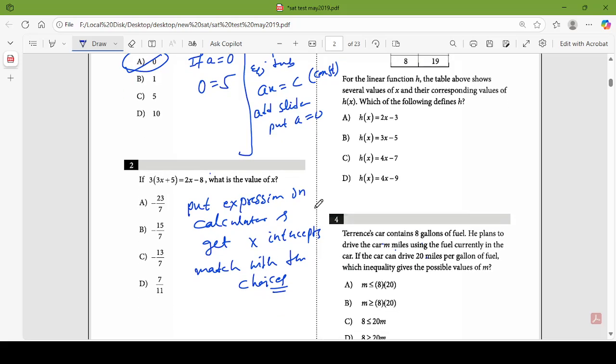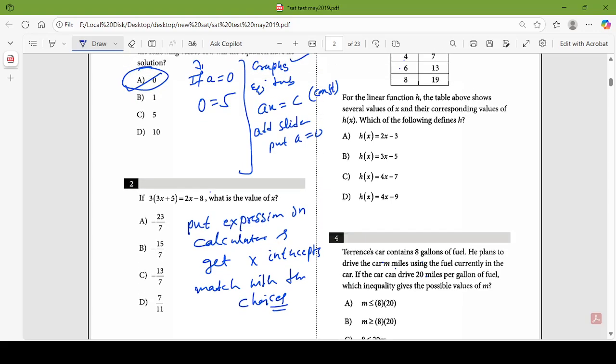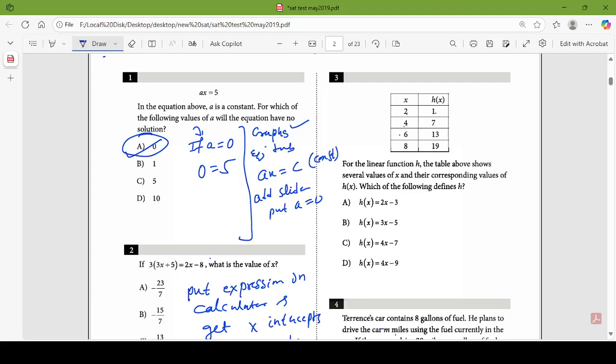Now coming to question number 3, this is a table and they're asking which of the following represents this table. So one method is obviously the matching method. In the matching method, we match the values with the expressions. Like for h(x) is 2x minus 3, plug x as 2, are you getting h(x) equals 1? Then check for 4, check for 6 and so on. So the choice which matches all the values will be your answer.